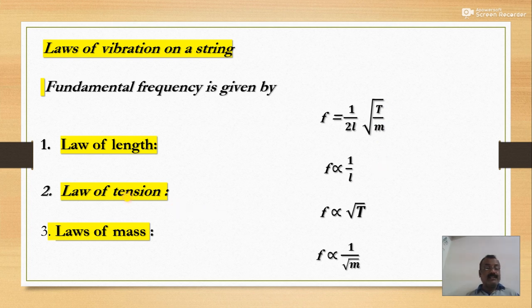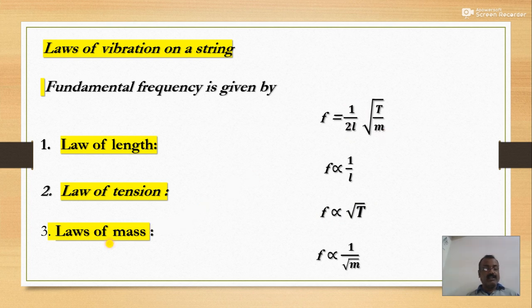Similarly, the second law is known as the law of tension. To explain it, consider the fundamental frequency f = 1/2L times the square root of T by m. f is directly proportional to the square root of T. The law is: fundamental frequency is directly proportional to the square root of its tension if and only if the length of the string and mass per unit length of the string remain constant.